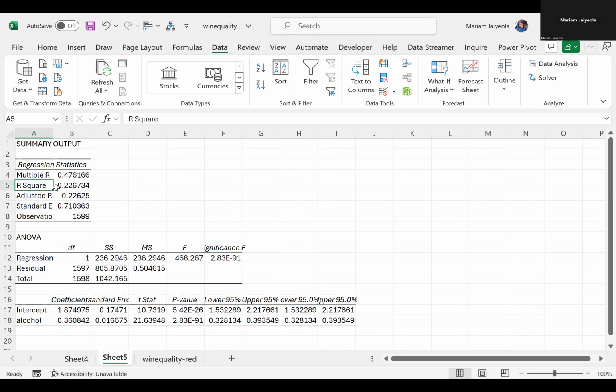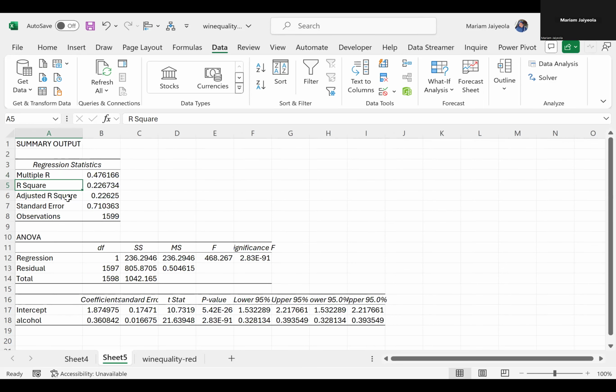So when you are doing a multiple linear regression, when you have more than one independent variable, we usually look at this adjusted R square, but when it's a simple linear regression, we can use this R square. So for this, it's saying 0.22, that is approximately 23% of the variance.